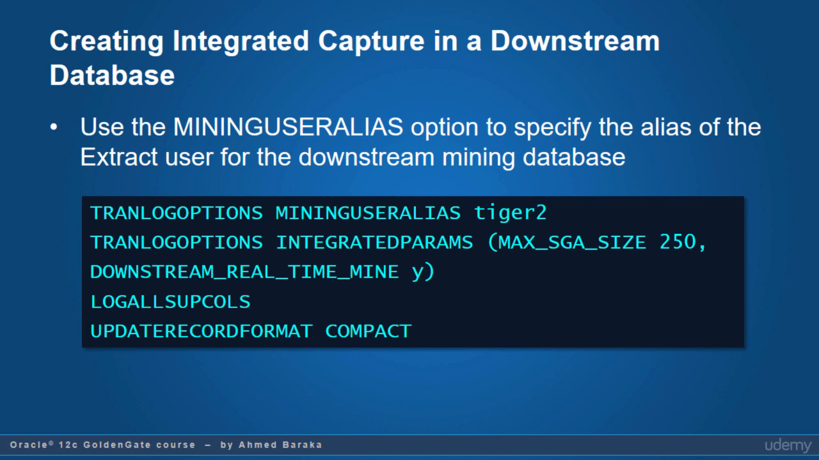To create an integrated capture in a downstream database, the only difference in the extract parameter file is to add the MININGUSERALIAS option. You use that option to specify the alias used to connect to the downstream mining database. But most of the setup time will actually be spent on preparing the streams database itself.